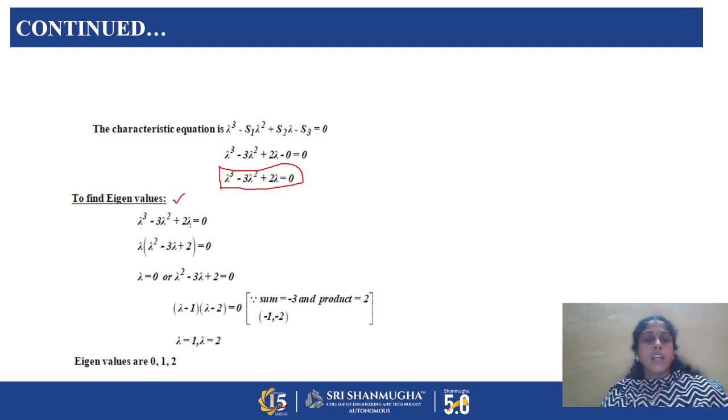When I observe the equation, I have a lambda in common. So let me take lambda common outside. I get lambda squared minus 3 lambda plus 2 equal to 0. So lambda equal to 0, and from lambda squared minus 3 lambda plus 2 equal to 0, I get lambda equal to 1, 2. So the eigenvalues are 0, 1, 2. At this stage you have to check whether the eigenvalues are repeated or not. Obviously, these are distinct eigenvalues because all three values are different.